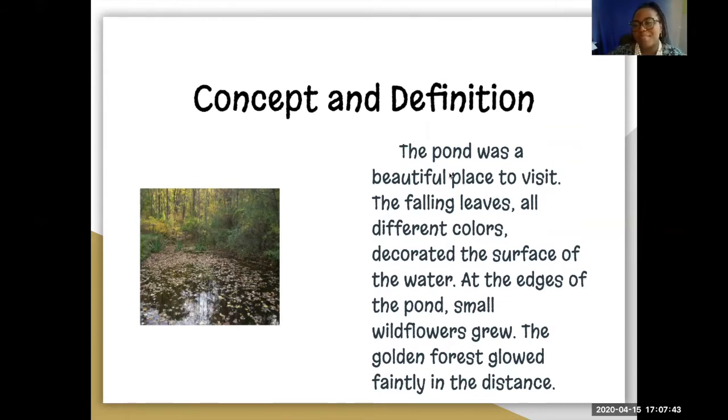The pond was a beautiful place to visit. The falling leaves, all different colors, decorated the surface of the water. At the edges of the pond, small wildflowers grew. The golden forest glowed faintly in the distance.